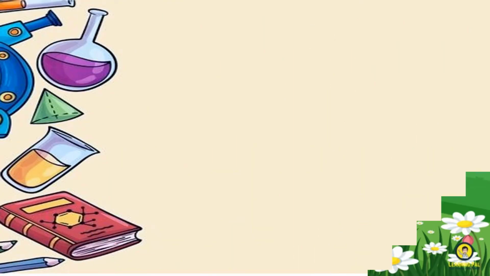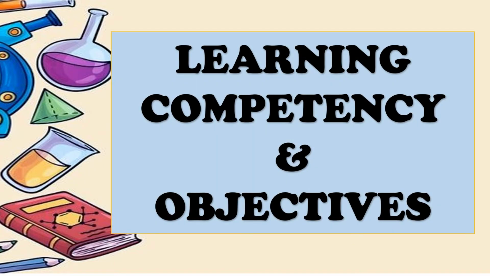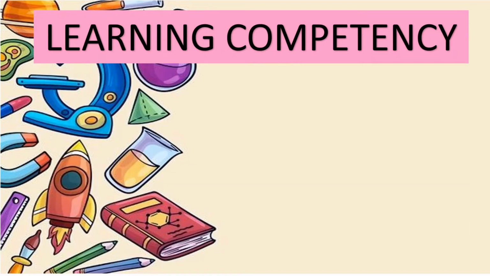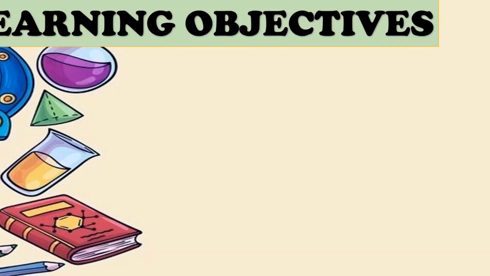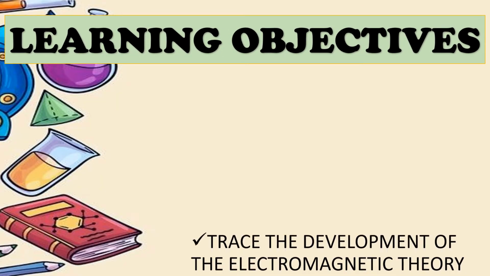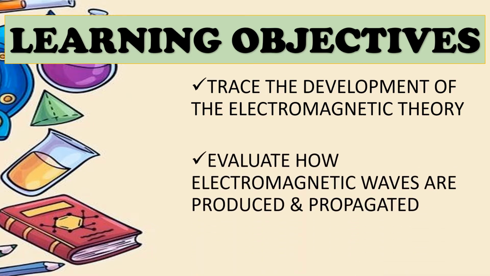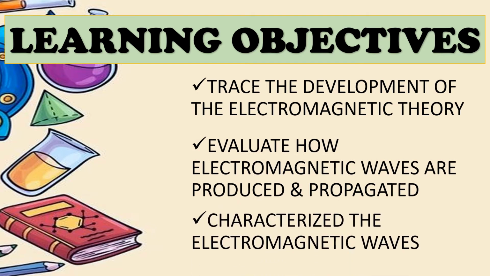Now, for today's lesson, here are the learning competency and objectives. Learning competency: Compare the relative wavelengths of different forms of EM waves. And here are the learning objectives. Trace the development of the electromagnetic theory. Evaluate how electromagnetic waves are produced and propagated. Lastly, characterize the electromagnetic waves.